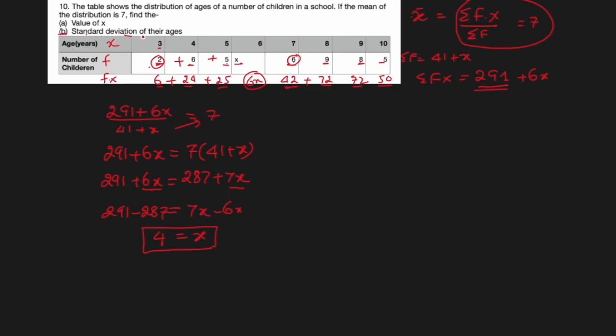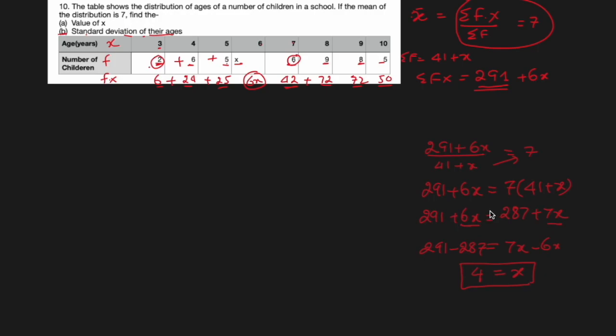Standard deviation. The second part says find the standard deviation of their ages. For finding standard deviation, I need some space. Let me put it somewhere else. The formula for standard deviation is the square root of sigma fx square over sigma f, minus mean square. The mean is known to us, it is 7. Sigma f is 41 plus 4, which is 45.